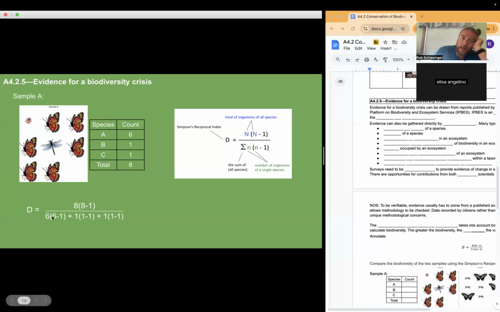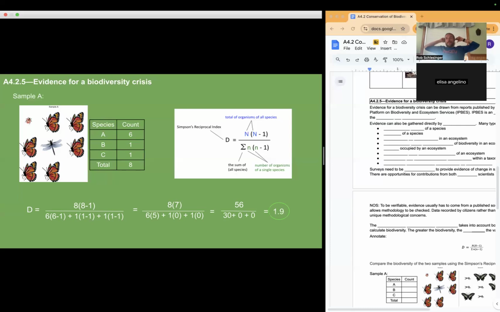And then the bottom here is just each individual one. But it's not super exciting, right? Because there's only one. They don't have anybody to fall in love with. And so you get 1 times 0 and 1 times 0. So it ends up just being 30 plus 0 plus 0. So 56 divided by 30. Okay, this makes more sense. Yeah, and so that gives you 1.9.